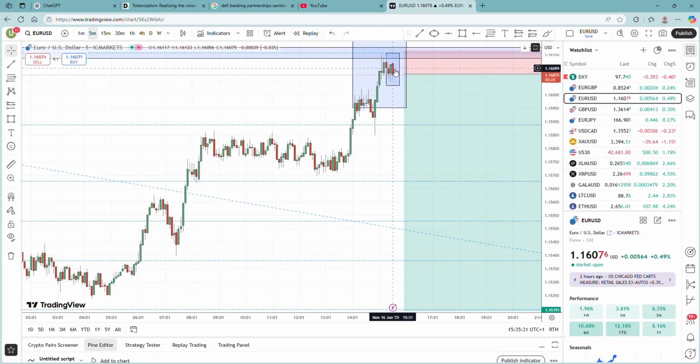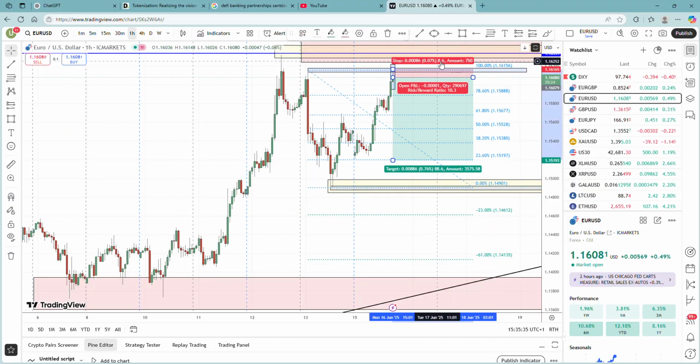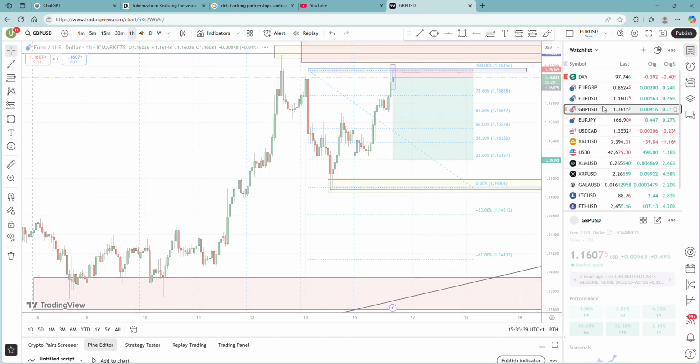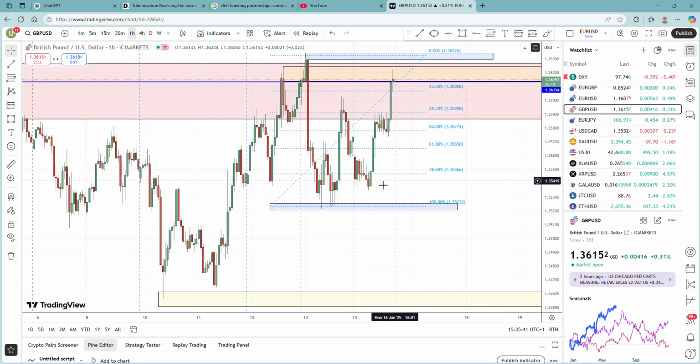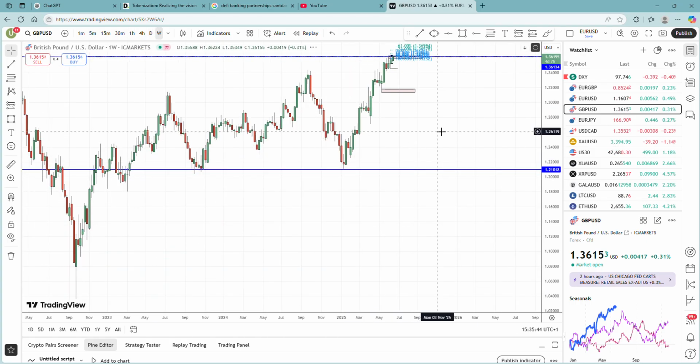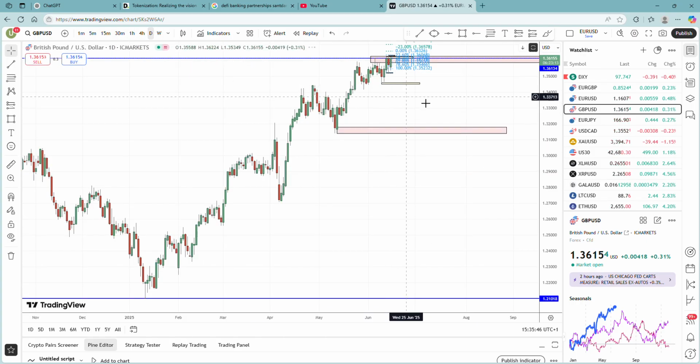Entered on this candlestick on M5. Stop loss of 10 pips, 8 pips in fact. TP is 88 pips. So we'll see how that goes. If we go to GBPUSD, there'll be similar price action to EURUSD, so you'd only trade one or the other.